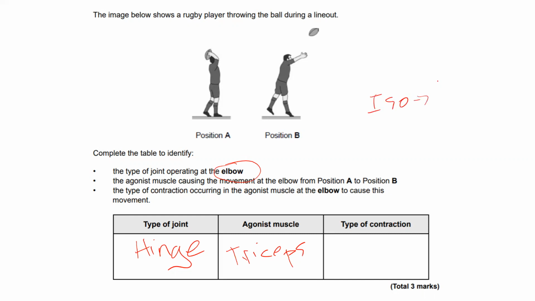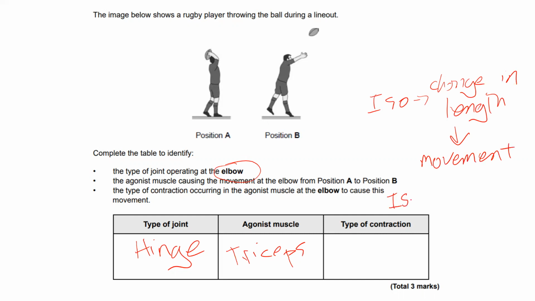isotonic is where there's a change in muscle length and that leads to movement. And isometric is where there's no change in muscle length and therefore no movement. Okay, so when you're looking at this, obviously there's movement involved in this, so it's isotonic.